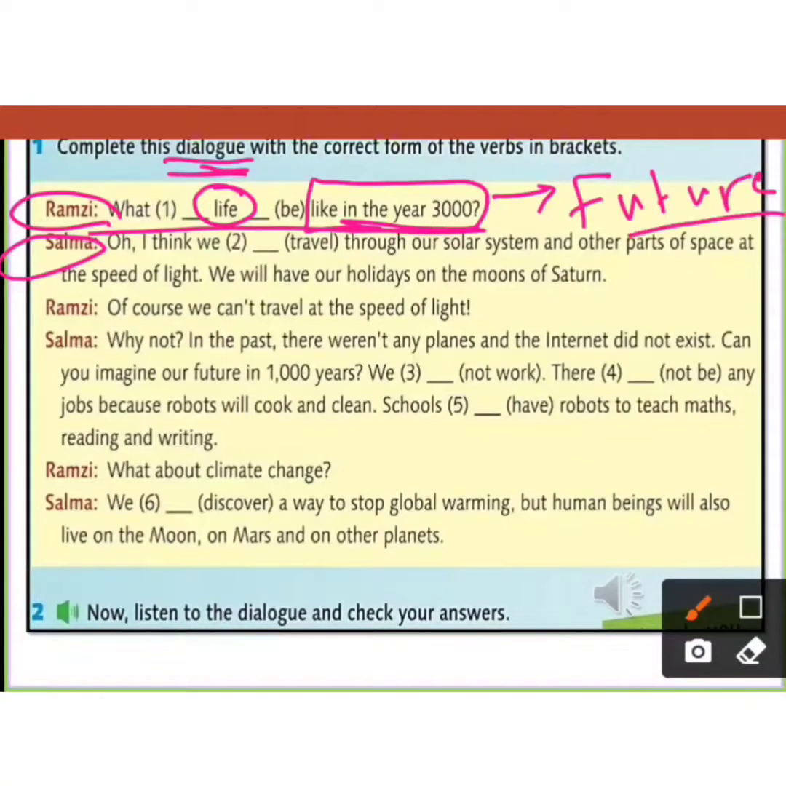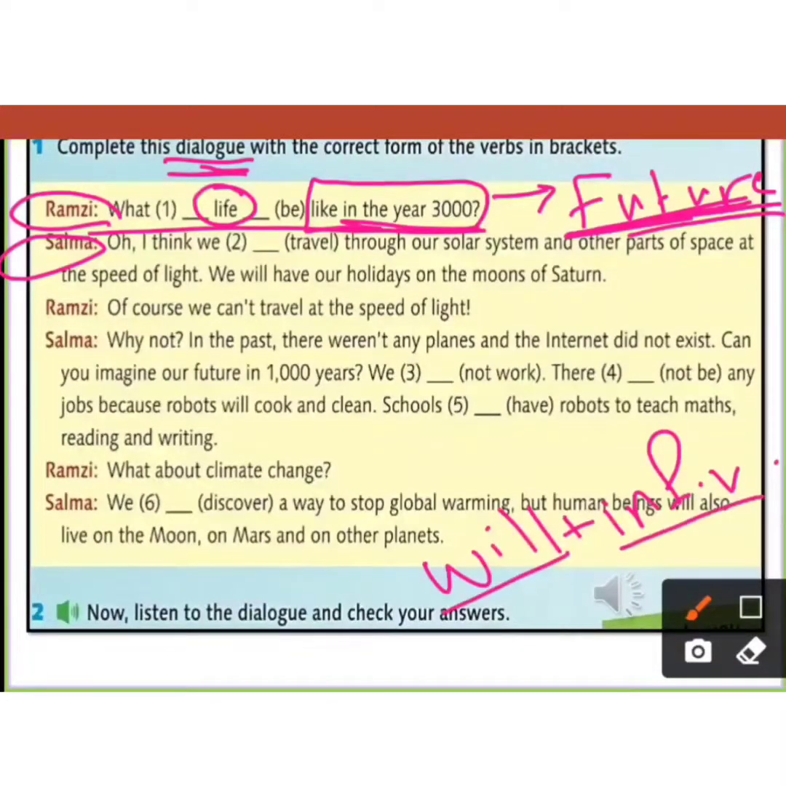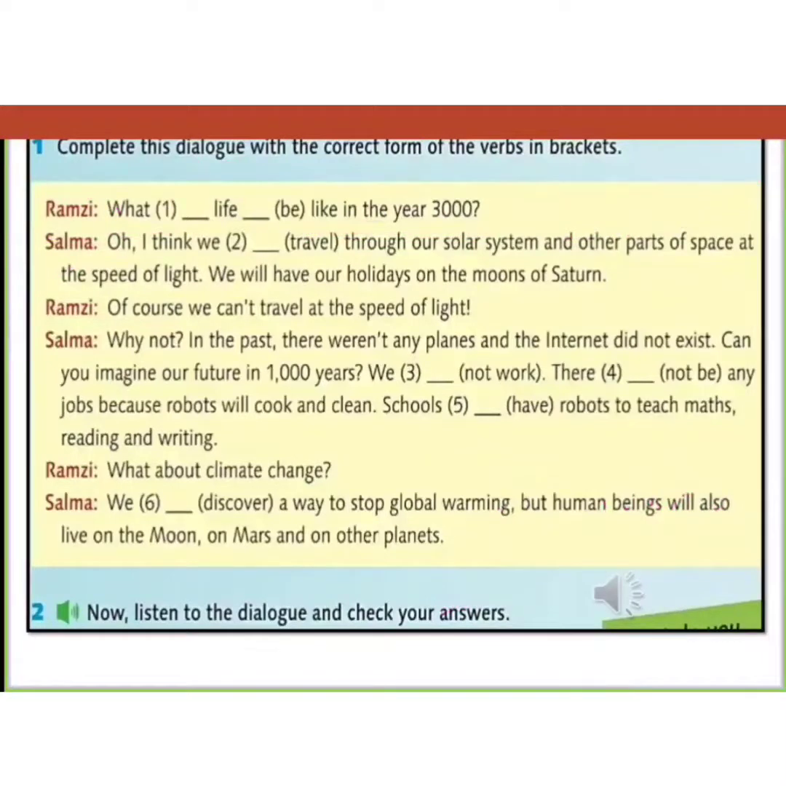هاي دلالة للمستقبل. Since they are talking about the future, they are going to use what? Future simple tense. So let's say all the gaps, كل الفراغات, you're going to use will plus infinitive verb to solve them. رح تستخدموا will plus infinitive verb. Okay, so take a few minutes and try to answer them alone.